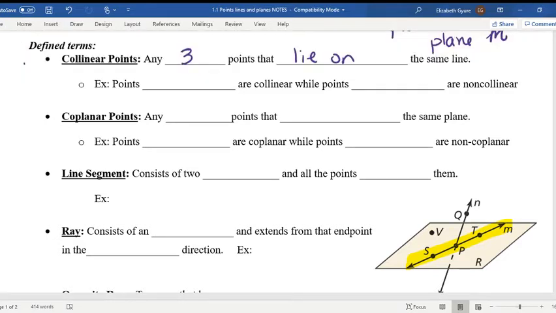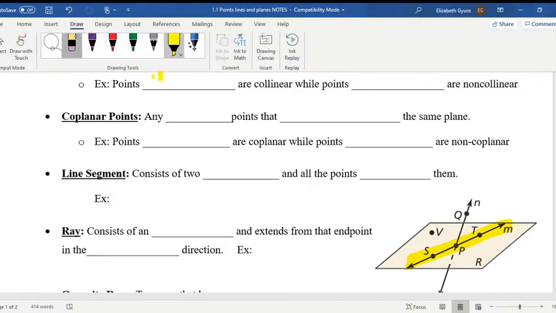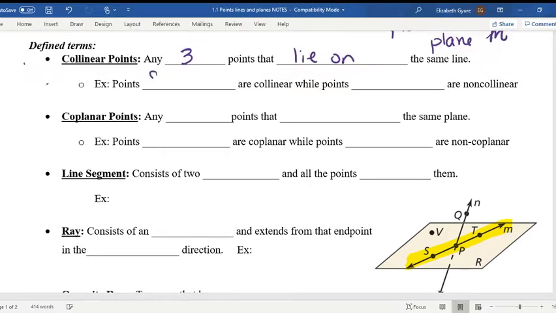So we're going to say points S, P, and T are collinear, while points blank are non-collinear.